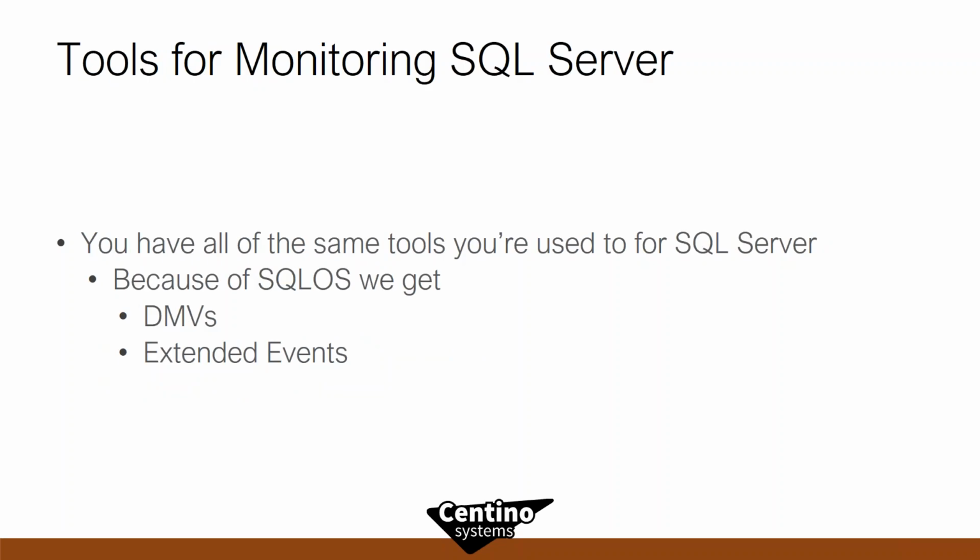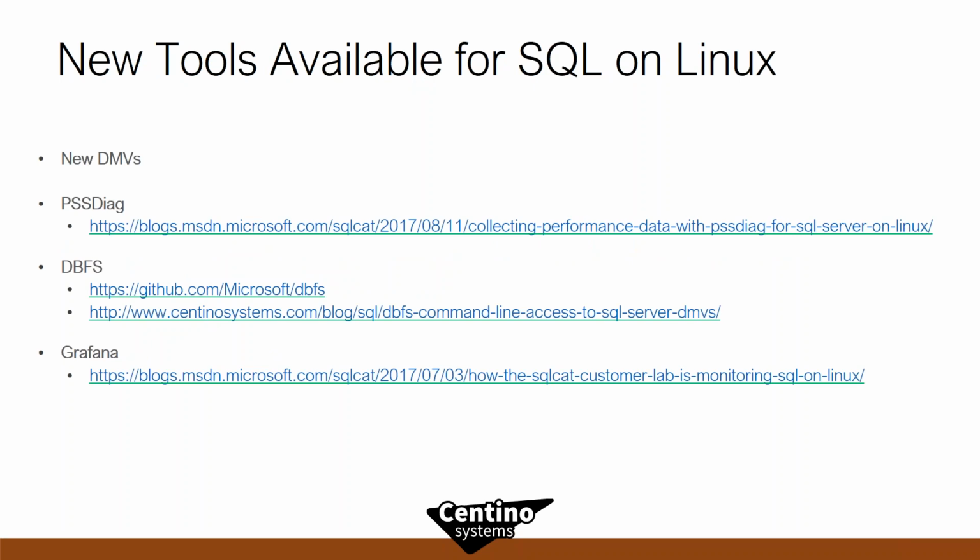We also have all the same tools that we have today, right? We have DMVs and extended events, so we can use those to query the information and the perf data that we are used to using inside of SQL Server. We obviously don't have perfmon data. That wouldn't be exposed because there's no underlying performance monitor inside of Linux. You do have the perfmon data that's specific to SQL Server. You just don't have the perfmon data that's associated with the operating system.